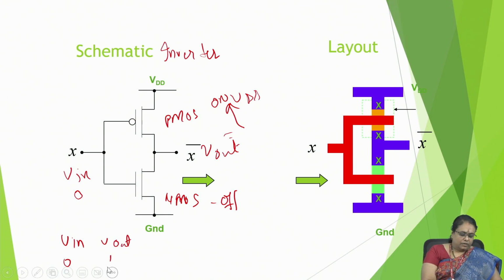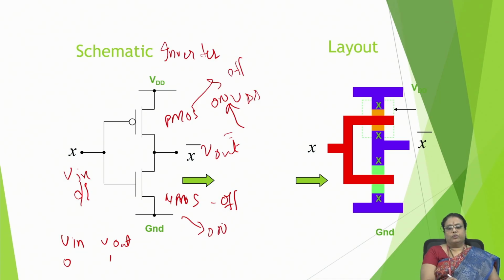Next, if I apply 1 here, what happens? Here the PMOS is off and the NMOS is on. The NMOS will be on and the signal will be pulled down to 0. Therefore, when I apply Vin equal to 1, I am getting the output as 0. That is, V out will be pulled down to ground. So with this logic, you can say this is an inverter circuit and the schematic diagram of an inverter circuit.